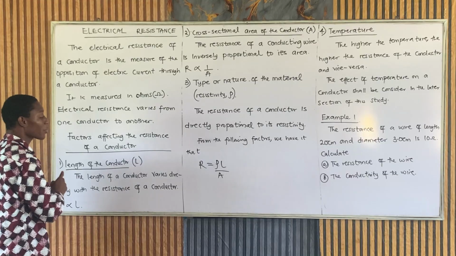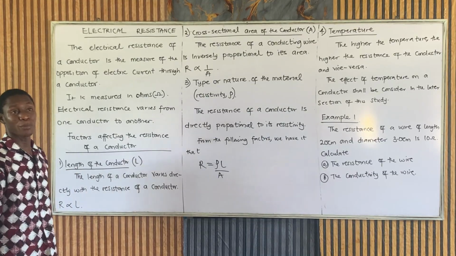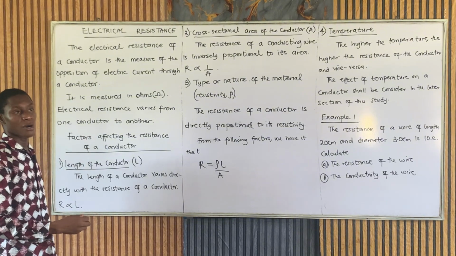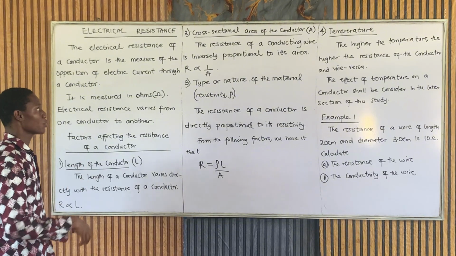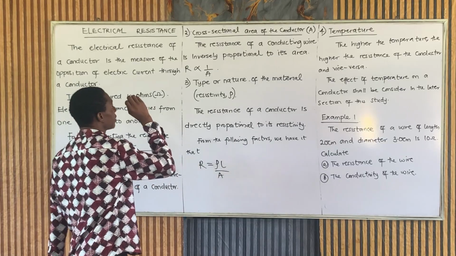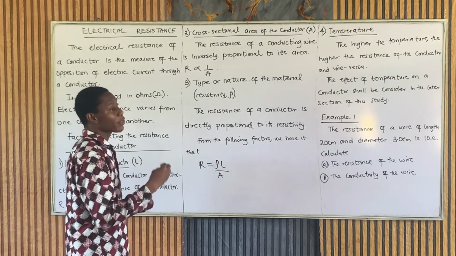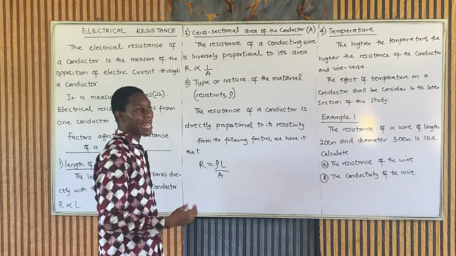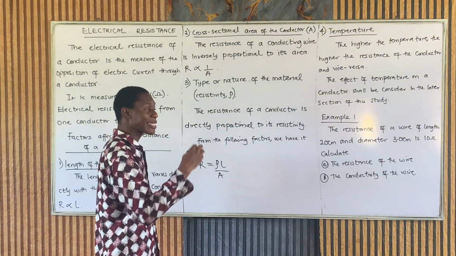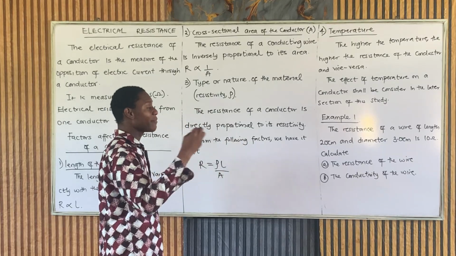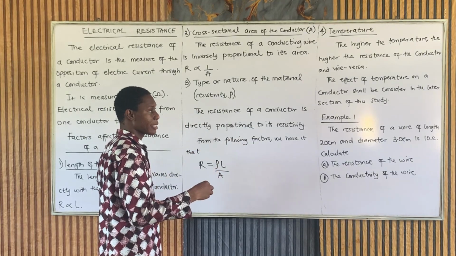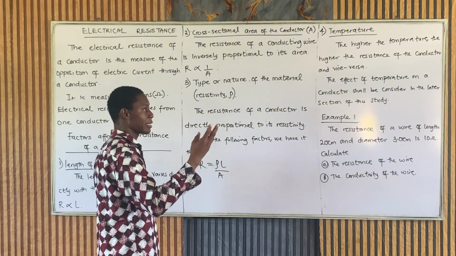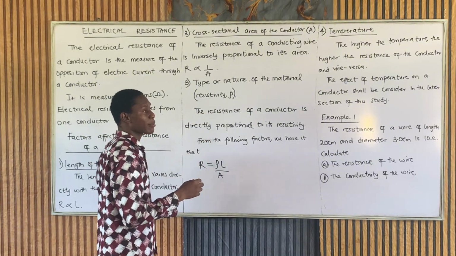So the resistance of a conductor is directly proportional to the length of the conductor, meaning that as the length increases, the resistance would increase, or as the length reduces, the resistance would reduce or decrease. For the cross-sectional area, the resistance of a conductor is inversely proportional to the cross-sectional area of the conductor, meaning that if the cross-sectional area reduces, resistance would increase, or if the cross-sectional area increases, resistance will reduce. That's what inversely proportional means.